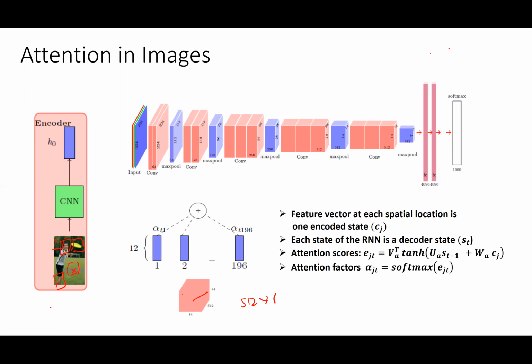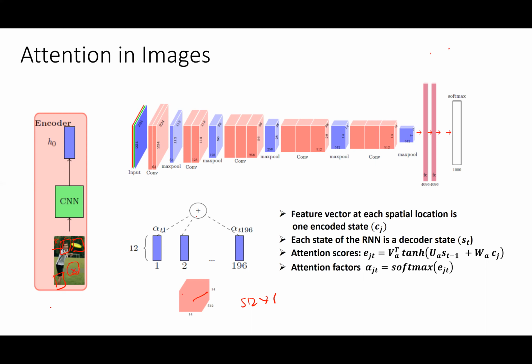Now the question is, I want to naturally bring in some multiplication factors, or attention factors, with which I should weigh these encodings or state outputs to produce the corresponding image caption, the corresponding decoding output. So the question is, how do we do it?